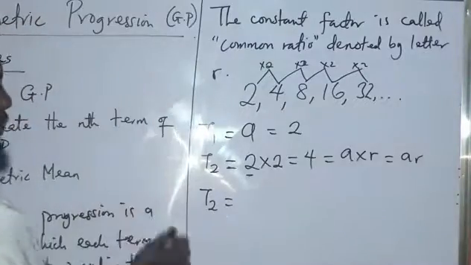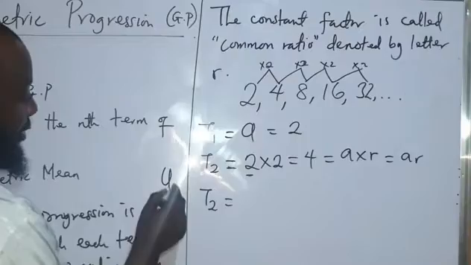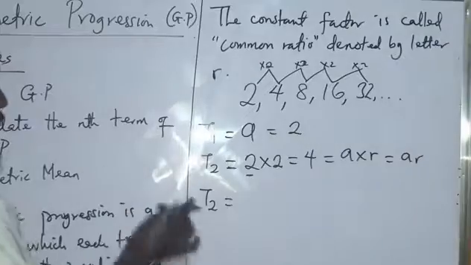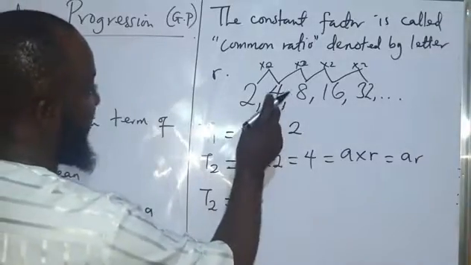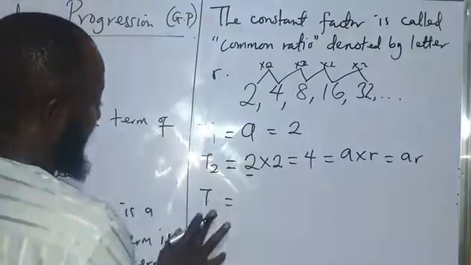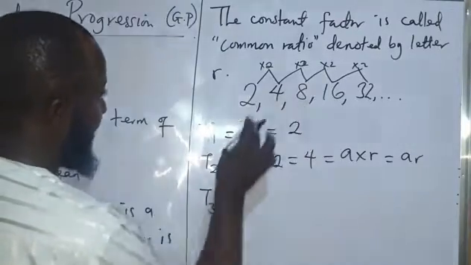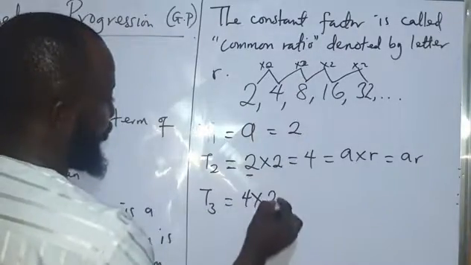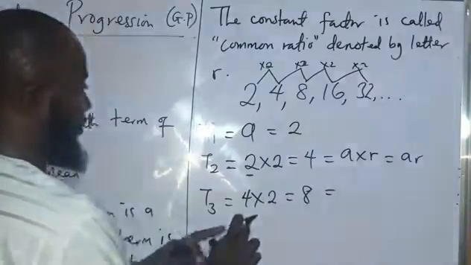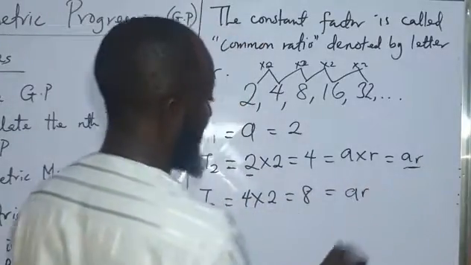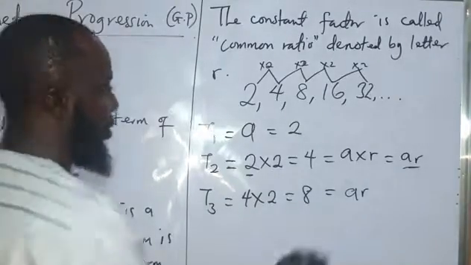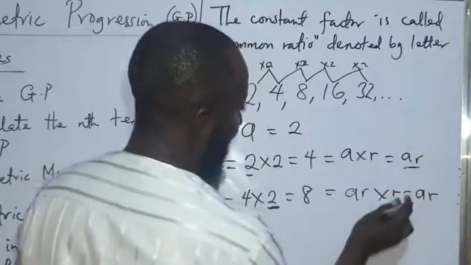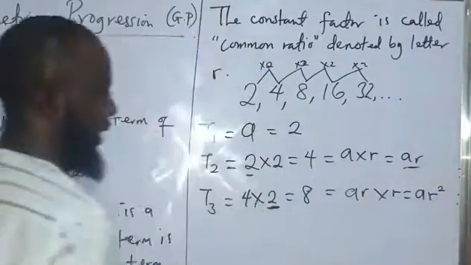Don't forget, in our previous video, you use T, or N, or U1, U2. It's the same thing. So term 3 will then be the second term, which is 4 multiplied by the constant factor 2, which gives us 8. So what is our term 2? This is our term 2 here, that is AR, which is A multiplied by the constant factor R. R times R will be R squared, as you can see.